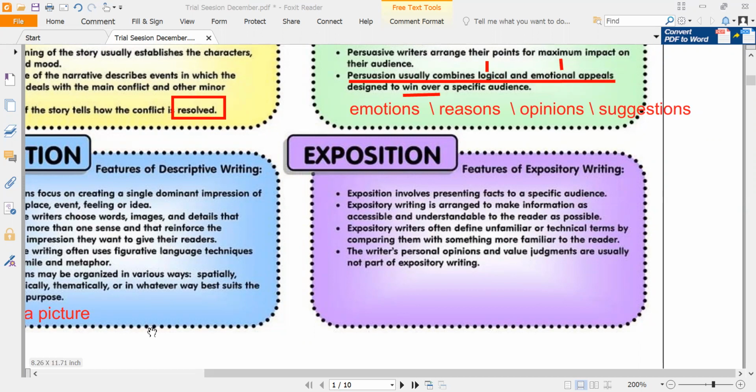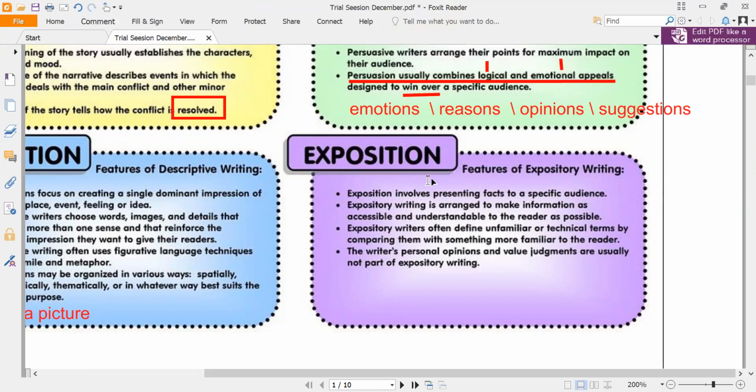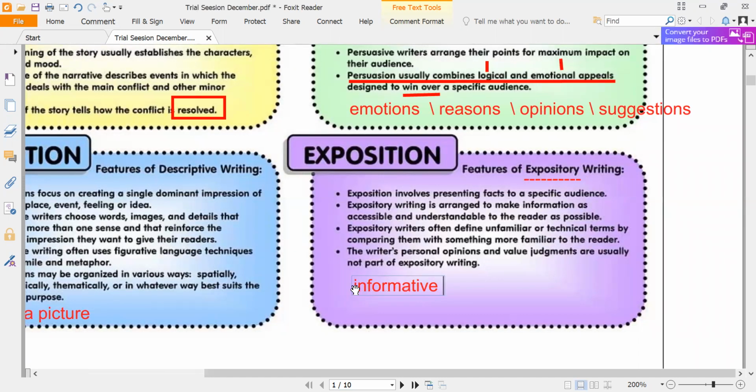Yes, the third is description. And here is the last type of text, which is exposition. The fourth is what? Exposition, of expository writing. Let's name it simply as informative, of information and facts. So a text that presents information to me, presents facts to me, it's expository text or informative text.